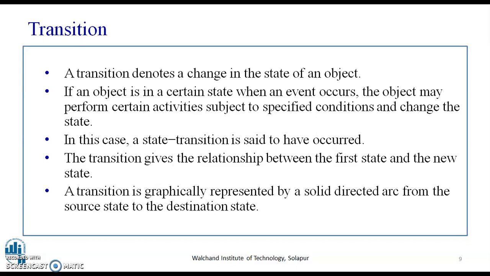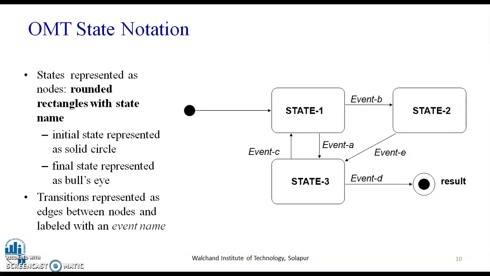As I gave you the example of a rotating fan, as soon as the button was pressed, the switch turned from off to on, which caused it to transit from the idle state to the rotating state. Now, the transition basically gives the relation between the first state and the new state. The transition is graphically represented by a solid directed arc from the source state to the destination state.